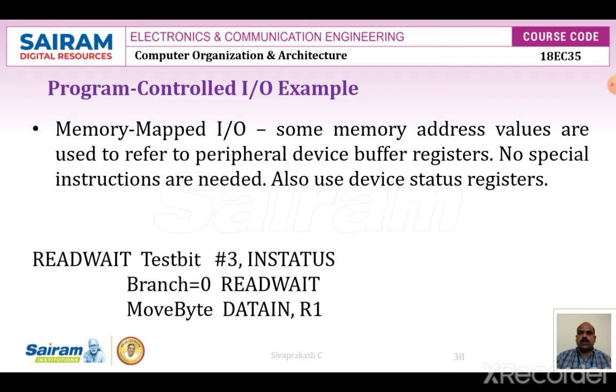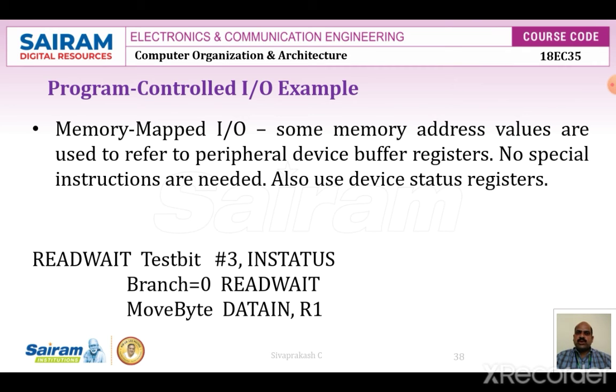Coming to the next one, memory mapped IO: some address values are used to refer to peripheral devices' buffer registers such as data in and data out. No special instructions are needed to access the contents of the registers. Data can be transferred between these registers and the processor using instructions such as move, load, or store. For example, the content of the keyboard data buffer data in can be transferred to register R1 in the processor using the instruction move byte data in, R1. The move byte operation code signifies that the operand size is a byte.